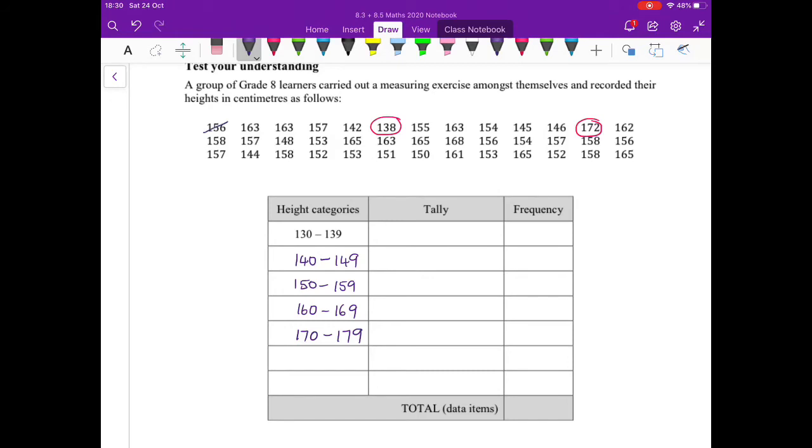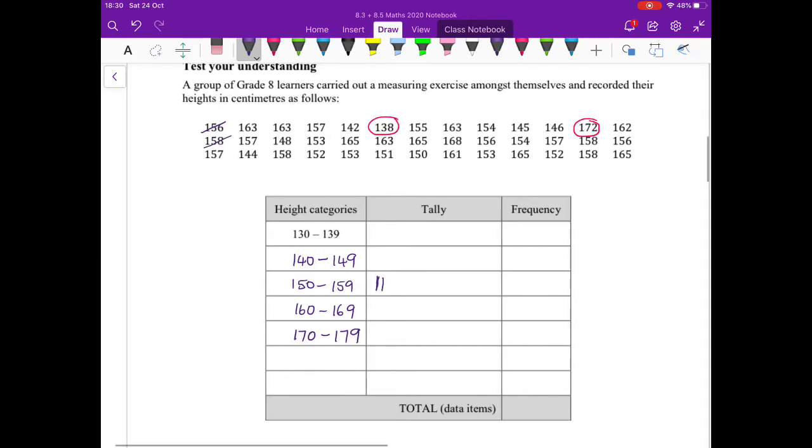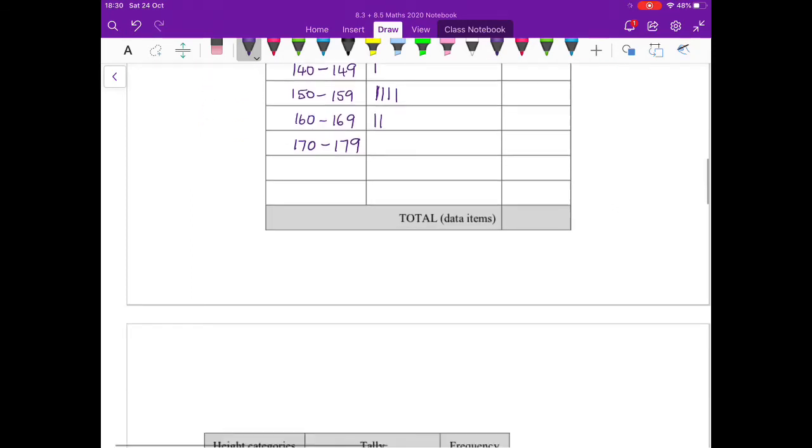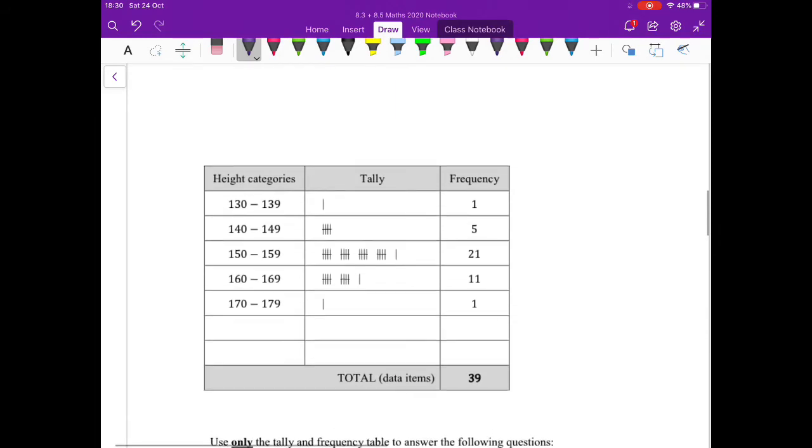And again, we cross off as we go along. So 156 is in this here, so 156 goes there. 158, 157, 163, 157, 144, 163, and we continue until our entire set of data has been recorded, and that is what your table should look like. Once you've done all the tallies, you're going to add up.